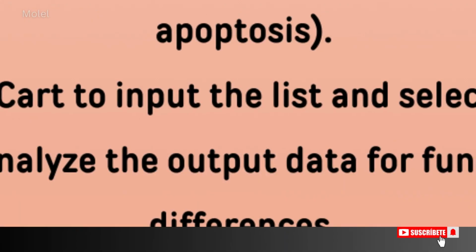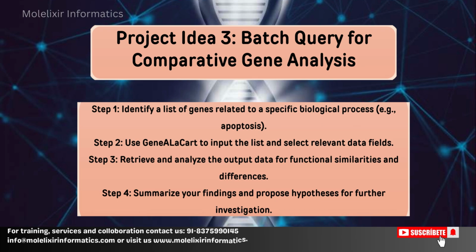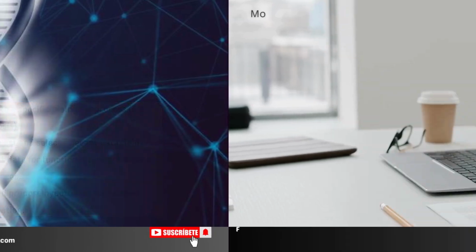Third and last project idea is on batch query for comparative gene analysis. Its steps include Step 1. Identify a list of genes related to a specific biological process, for example, apoptosis. Step 2. Use GeneALaCart to input the list and select relevant data fields. Step 3. Retrieve and analyze the output data for functional similarities and differences. Step 4. Summarize your findings and propose hypotheses for further investigation.